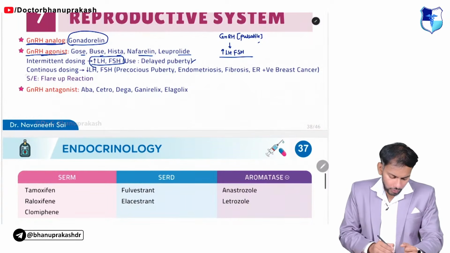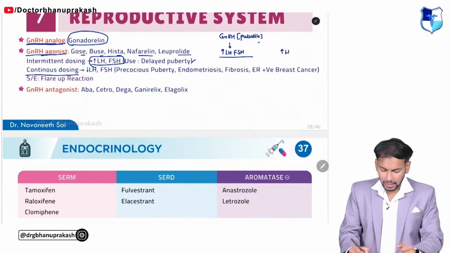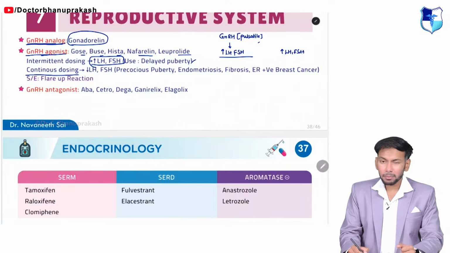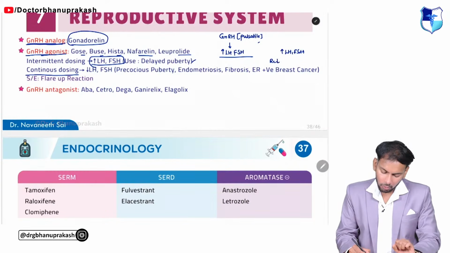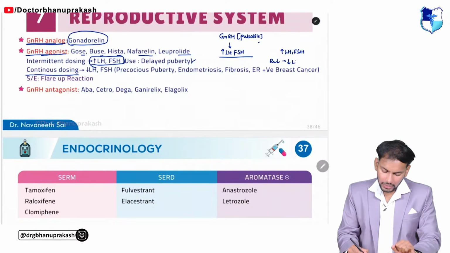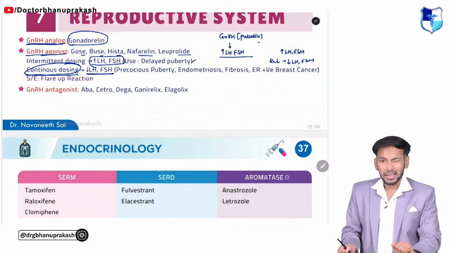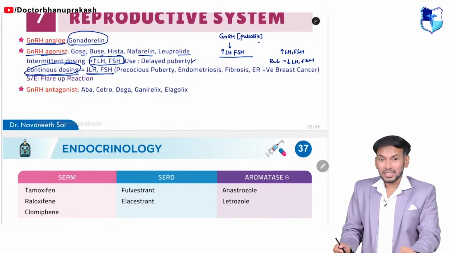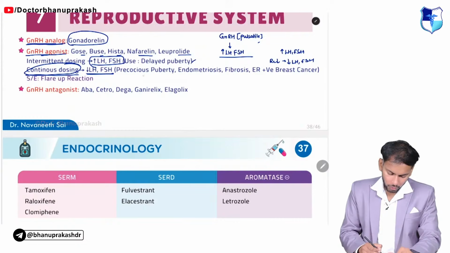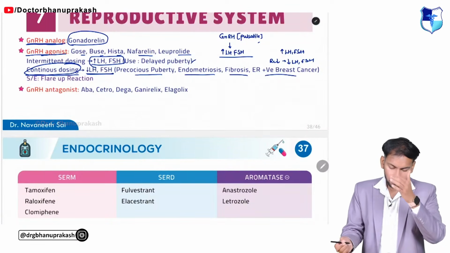Now, if you give continuous dosing, what will happen? First, it will increase LH and FSH, but after a period of time, continuous stimulation of receptors will cause receptor down regulation. So, it will reduce the LH and FSH. In the long term, it will reduce LH and FSH. That is why it can be used as a GnRH antagonist as well. Yes, so it is used in precocious puberty, endometriosis, fibrosis and ER-positive breast cancer.